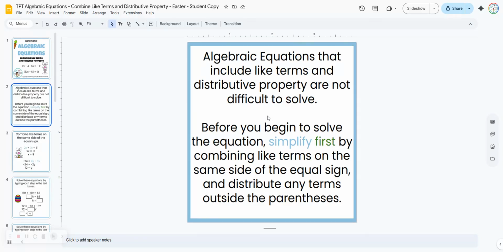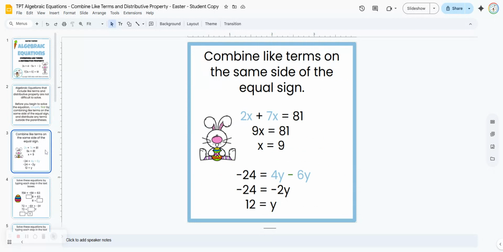difficult to solve. They're going to first simplify by combining like terms that are on the same side of the equal sign. And they're also going to distribute any terms that are outside the parentheses. So we're going to start with combining like terms.